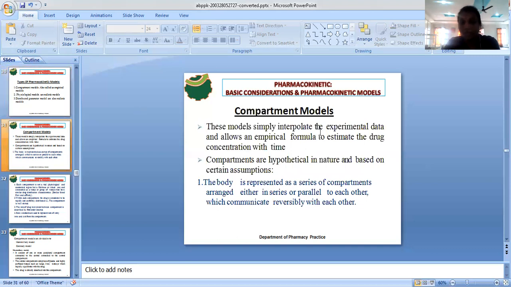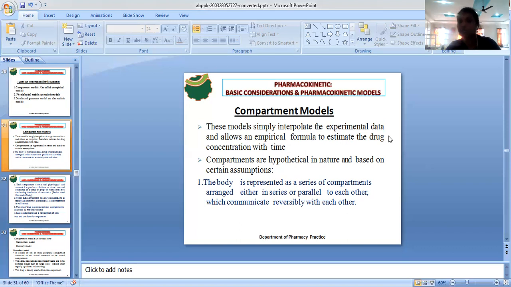Coming to compartmental models, what is a compartment model? These models simply interpolate the experimental data and allow an empirical formula to estimate the drug concentration with time. Upon administration, you take samples with respect to time, and using that experimental data, which can be interpolated with graphs, the obtained data is substituted in the empirical formula in order to estimate the different meaningful pharmacokinetic parameters from the drug concentration with respect to time.